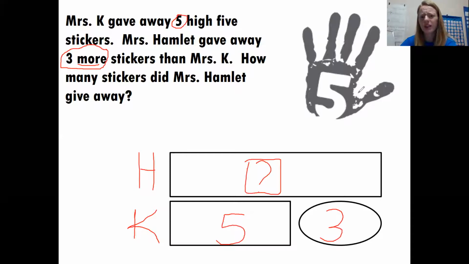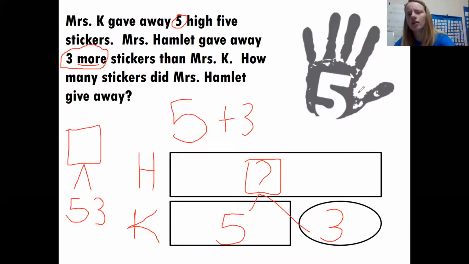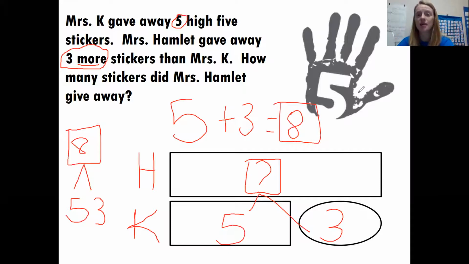Now we have to figure out how many stickers Miss Hamlet gave away. Well, look, this kind of looks like a number bond, doesn't it? Where we have the total at the top, and then my 5 stickers plus the 3 more that Miss Hamlet gave away. What is 5 plus 3? We know our partners, so we know that 5 plus 3 equals 8. Good job. So how many stickers did Miss Hamlet give away? 8.